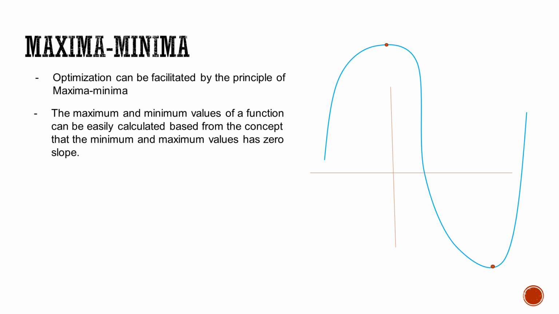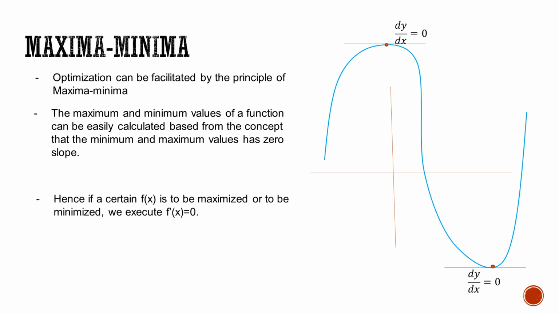So alam naman natin kung nasaan yung peak. Yung peak, either the highest point or the lowest point. Okay? So the peak has horizontal slope. Hence, dy over dx is equal to 0. Granting that this curve is in the function of x. So on the minimum side also, similarly, we have a zero slope.